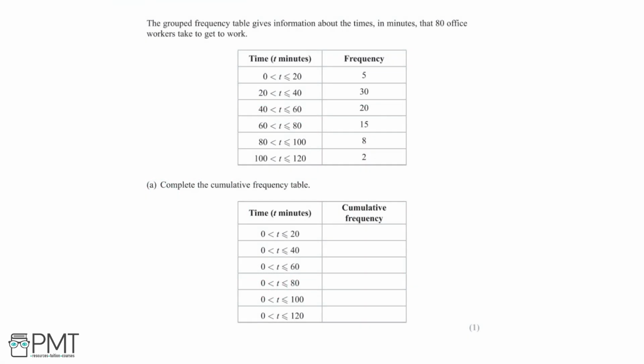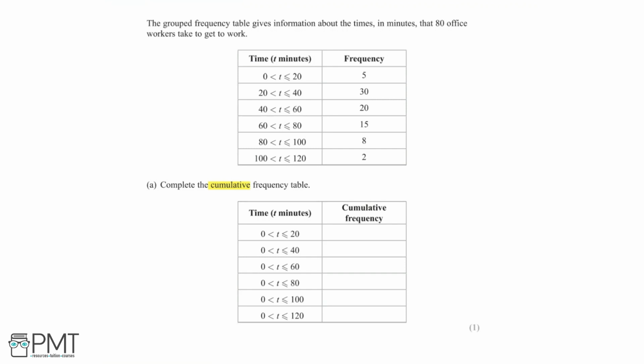In this question, the group frequency table gives information about the times in minutes that 80 office workers take to get to work. And in part A, we need to complete the cumulative frequency table. Now, cumulative frequency means that we add the frequencies as we go down the table. So it's an accumulation of all of the frequencies.